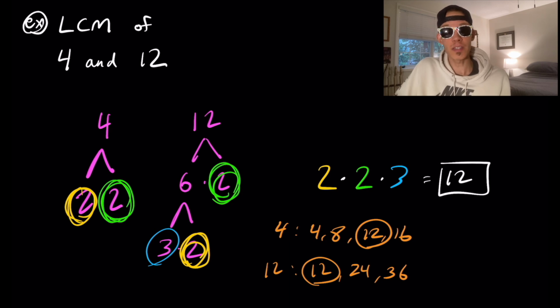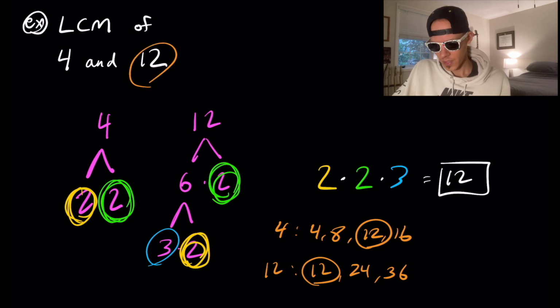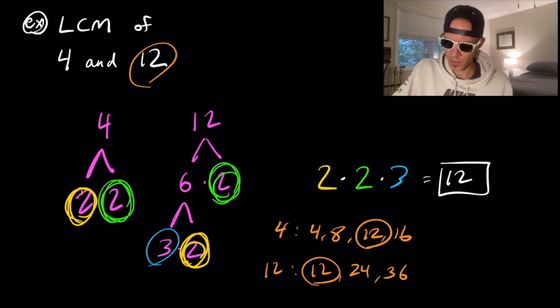It's the smallest, the least common multiple that they share. So we can see that the least common multiple of 2 numbers can be one of the numbers itself. So again, 2 different ways to do it. I'll probably do this method here in the next examples as well, but our least common multiple is 12 in this example.